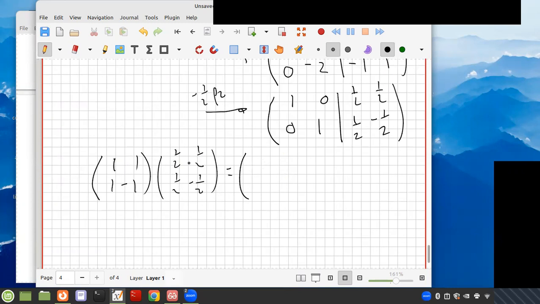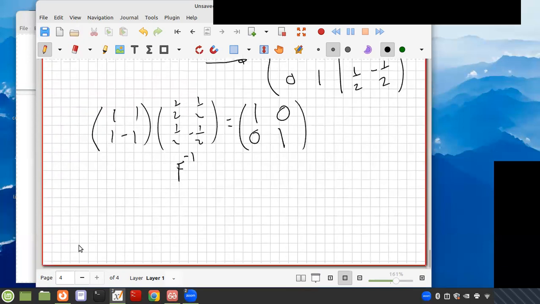So 1/2 plus 1/2 is 1. 1/2 plus minus 1/2 is 0. And then 1/2 plus minus 1/2 is 0. And then 1/2 minus 1 times minus 1/2 is 1. So it checks out. So here's the inverse. So here's the inverse map, the inverse matrix.